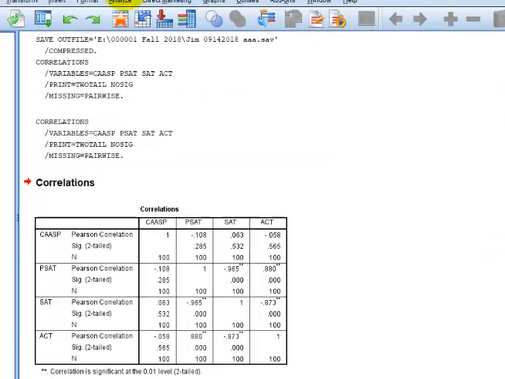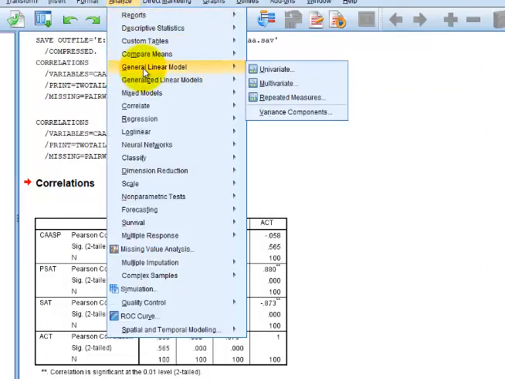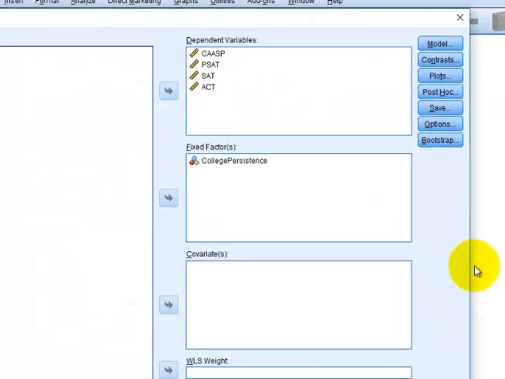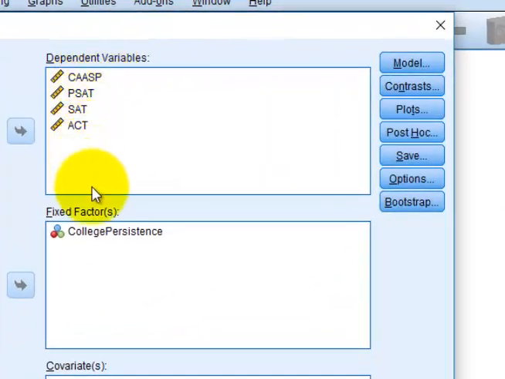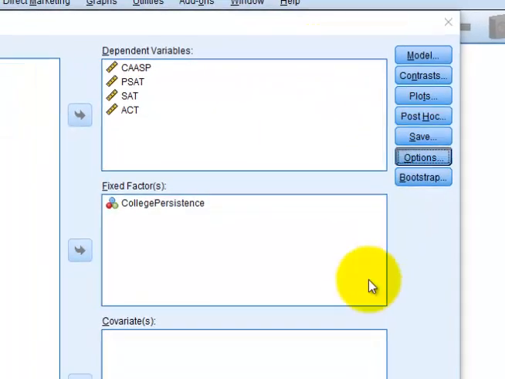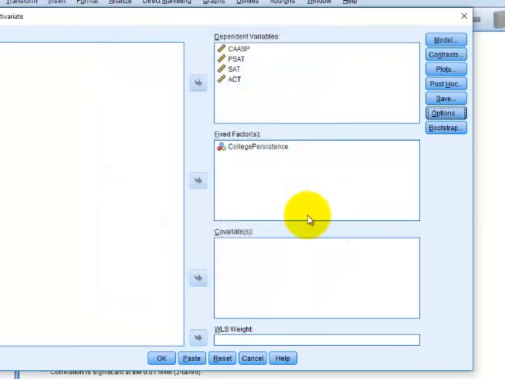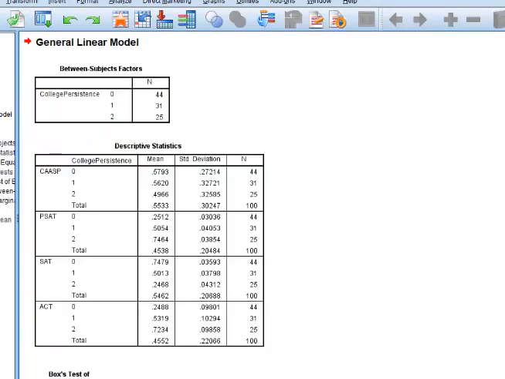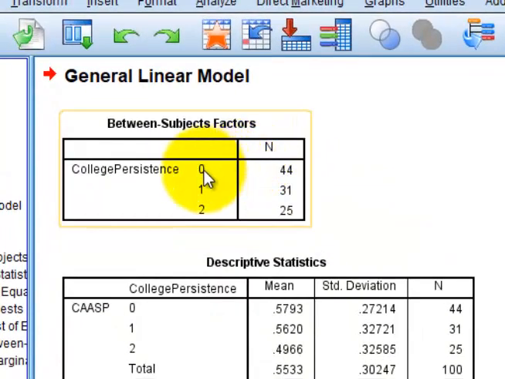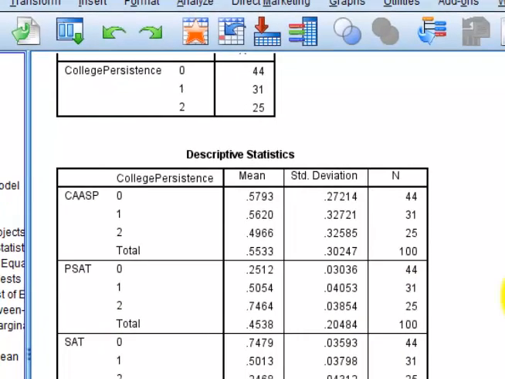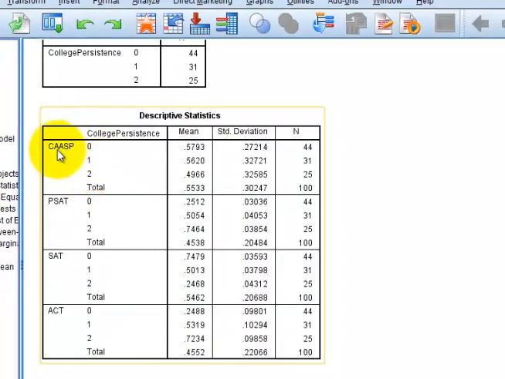I would go to Analyze, General Linear Model, Multivariate. There's your DVs, the test scores, and there's your grouping variable, your IV, fixed factor. And I only go to options, and I get descriptives, effect size, power, and the homogeneity tests. Click OK, click OK. So here's the output. These are your 3 groups. And I look at the means right off the bat. So here's the CASP test. These are all really close. I doubt that there's going to be any significant difference here.